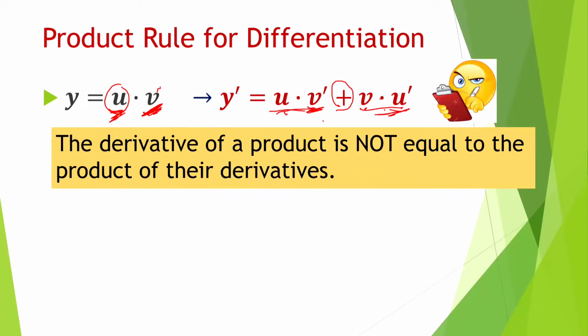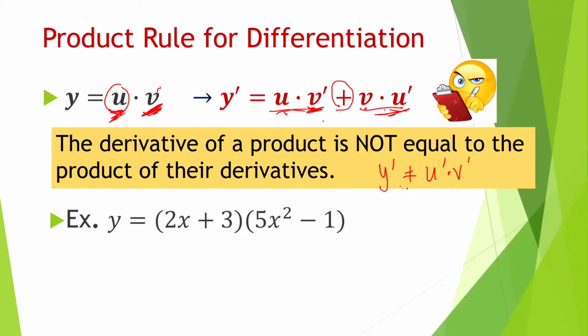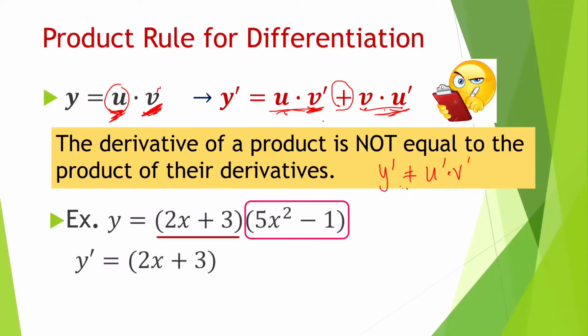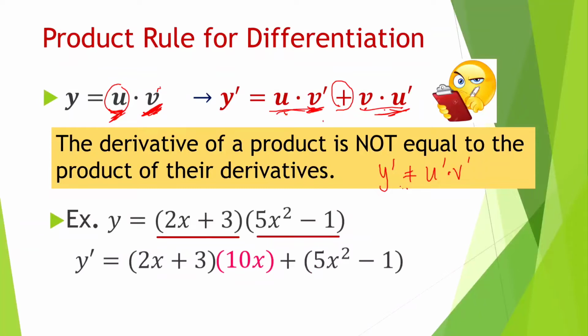Kasi nagiging sum, hindi naman u prime times v prime. Parang sinasabi natin dito, y prime is not equal to u prime times v prime na minumultiply lang. That's wrong. Okay? So, for example, if we're given with this, this is a product. So, what we do is copy this one first, then differentiate this. So, derivative will be 10x minus 0. So, 10x. Tapos plus, ito naman ang ika-copy. Tapos differentiate this. That will be 2 plus 0. So, 2 na lang. Okay?